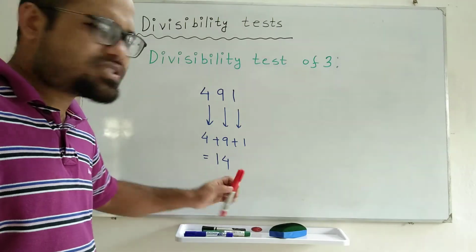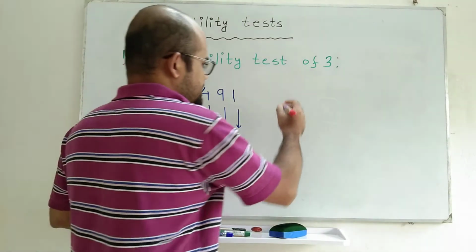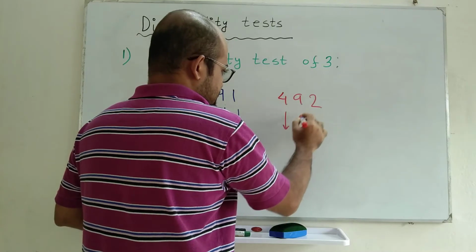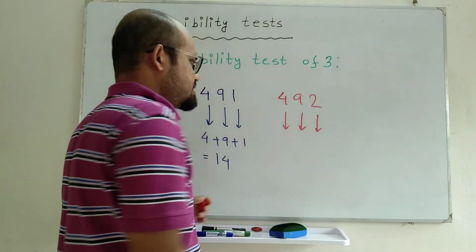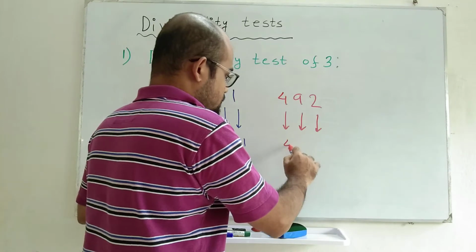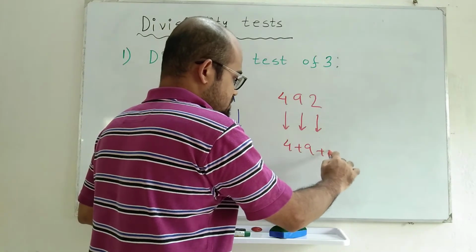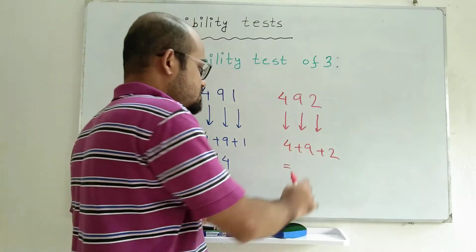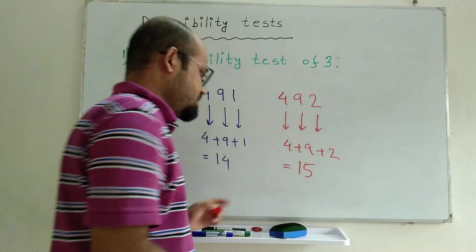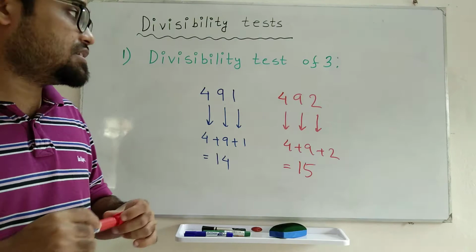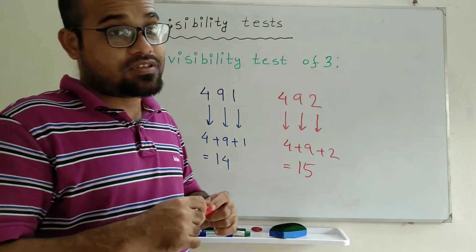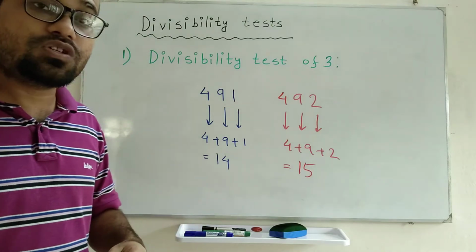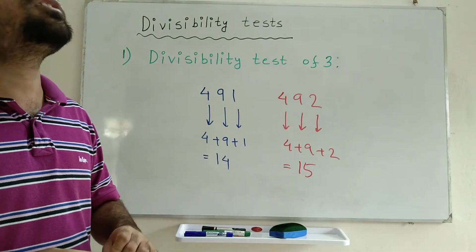Well, then which number is divisible by 3? Let's take another example. What about 492? In the case of 492, what is the sum of the digits? 4 plus 9 plus 2. What does it give us? 9 plus 4, 13. 13 plus 2 equals 15. Now this number 15 is indeed divisible by 3. And as a result, our original number 492 is also divisible by 3.